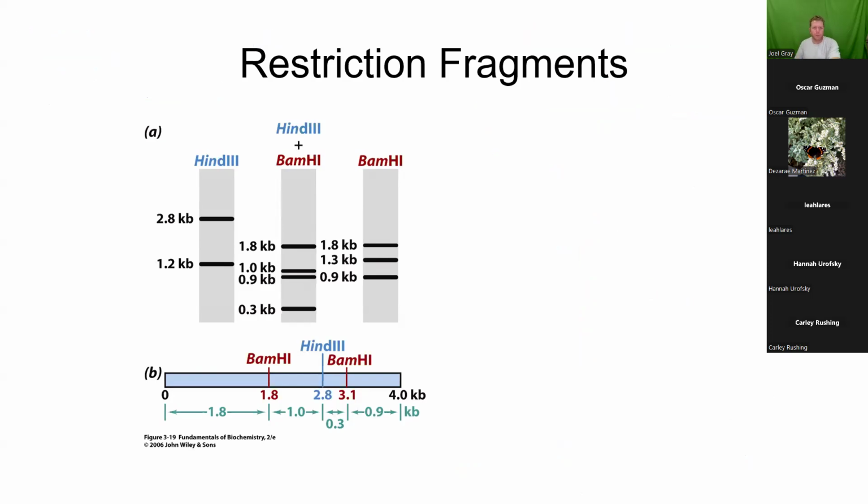Now, this is just an example where we look at Hind III cutting a piece of DNA one time. Well, when it cuts this, what do you know about if it cuts it one time? You know that it's linear because you get two fragments. And those two things come together to make something that's 4 kilobase pairs.